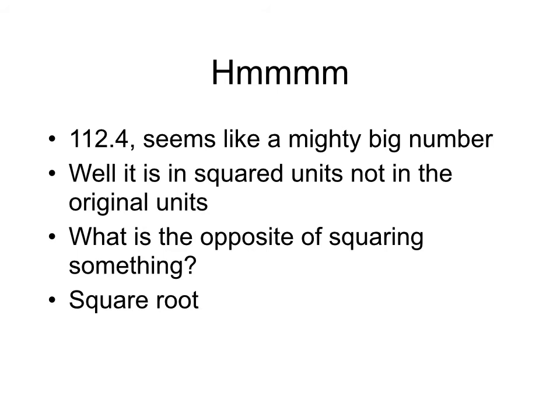Right, so we were talking about using spread, and we were talking about measuring it, and we got the idea of squaring the numbers. Of course, 112.4 is a pretty big number. It's squared units, not dimensional units. So the opposite of squaring something is to take the square root. So what we're going to do is take the square root of the number that we ended up with when we calculated before. The original form I was using was the sum of the deviations from the mean squared over the number of observations.